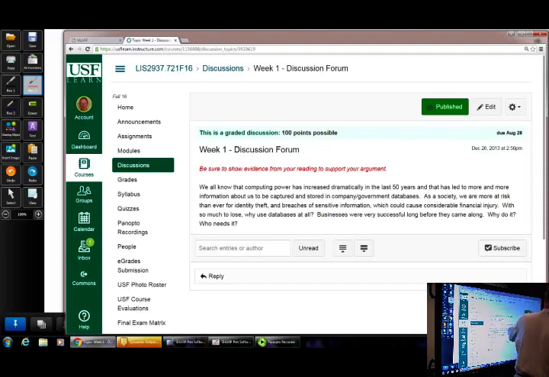So we all know that computing power has increased dramatically in the last 50 years, and that has led to more and more information about us being captured and stored in company and government databases. As a society, we are more at risk than ever for identity theft and breaches of sensitive information, which could cause considerable financial injury. With so much to lose, why use databases at all? Businesses were very successful long before they came along. Why do it? Who needs it?